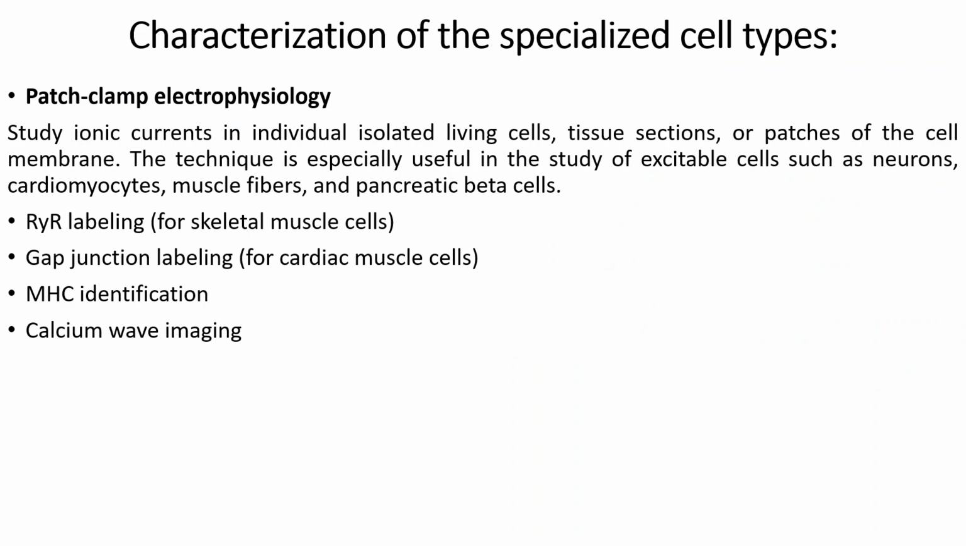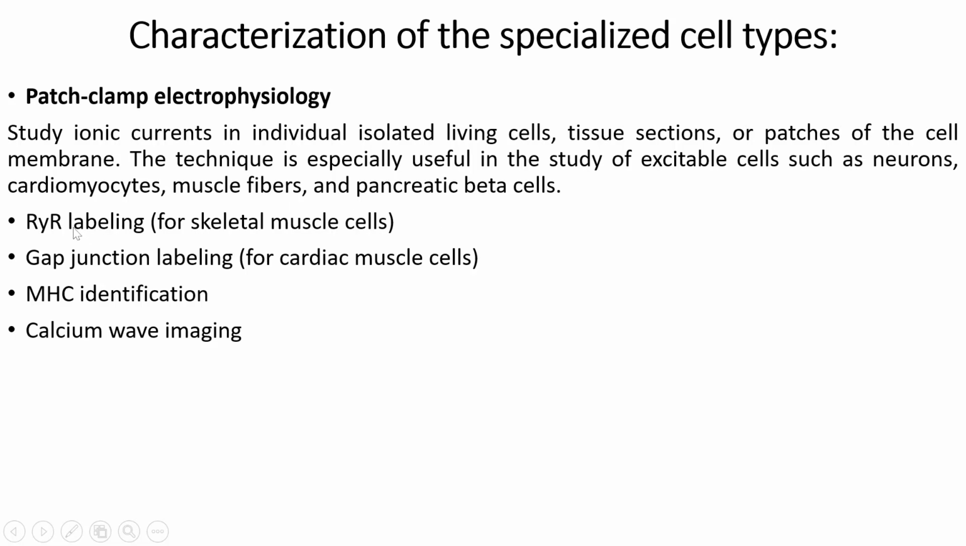Next, regarding the characterization of the specialized cell types, we had discussed different techniques which are used to ensure that the cells that we are culturing maintain their original phenotype in our in vitro condition. For that, we can perform the patch clamp electrophysiology technique, which is used to study ionic currents in individual isolated living cells, tissue sections, or patches of the cell membrane. This technique is especially useful in the study of excitable cells such as neurons, cardiomyocytes, muscle fibers, and pancreatic beta cells.